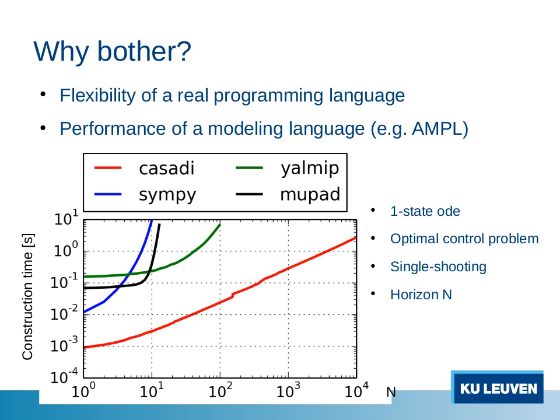You would expect that you get linear construction time for all the expressions when you want to solve such a problem. And it's not easy to achieve this. If you look at the other packages like SymPy in Python, or YALMIP in Matlab, or MuPAD, the built-in symbolics engine of Matlab, you get different scaling behaviors. What CasADi really likes to offer is the flexibility of being in a real programming language and still obtain performance that is similar to a modeling language like AMPL.